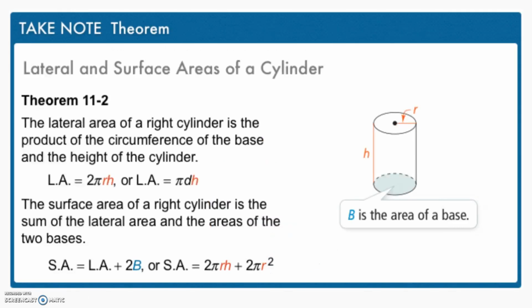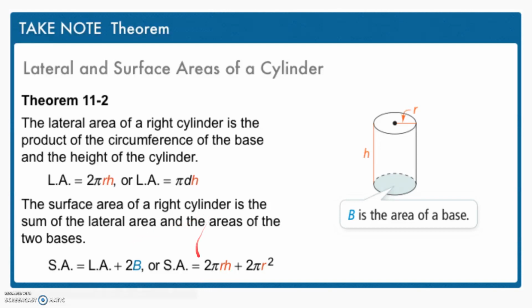Let's see if we can apply that. Oh, we'll apply it in a second, sorry. So first of all, we just want to review. Lateral area equals 2 pi r h, right? Or pi d h. Notice that d here is taking the place of 2 r because the diameter is twice the radius. The surface area is going to be the lateral area plus, again, same as with the prism, 2 bases.